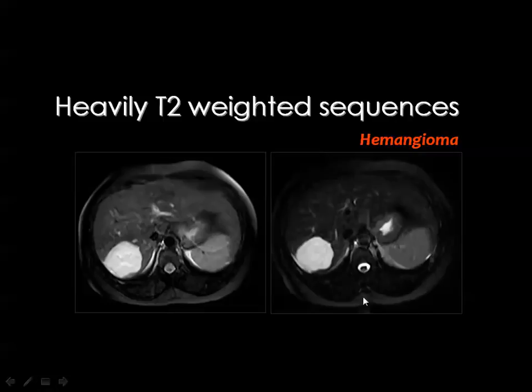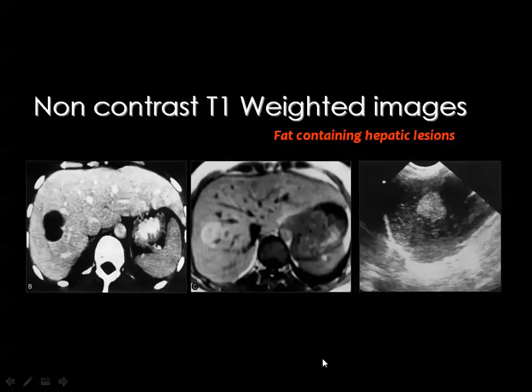And in this image, you will get the brightness of the hemangioma, which is almost similar to the CSF, while the rest of the hepatic metastasis, the hepatic deposits, will show a drop of the signal in this heavily T2 weighted sequence.